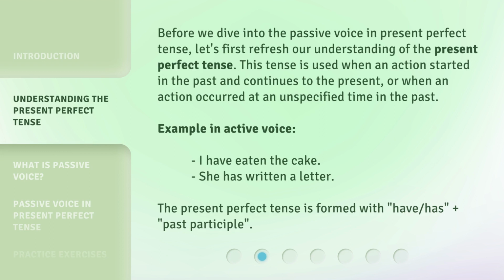Before we dive into the passive voice in present perfect tense, let's first refresh our understanding of the present perfect tense. This tense is used when an action started in the past and continues to the present, or when an action occurred at an unspecified time in the past. Example in active voice: I have eaten the cake. She has written a letter. The present perfect tense is formed with have, has, plus past participle.